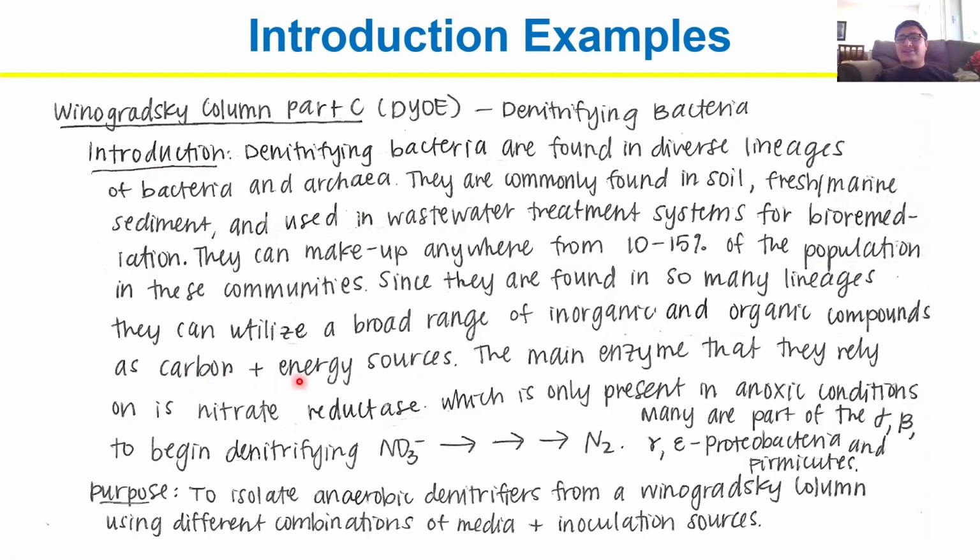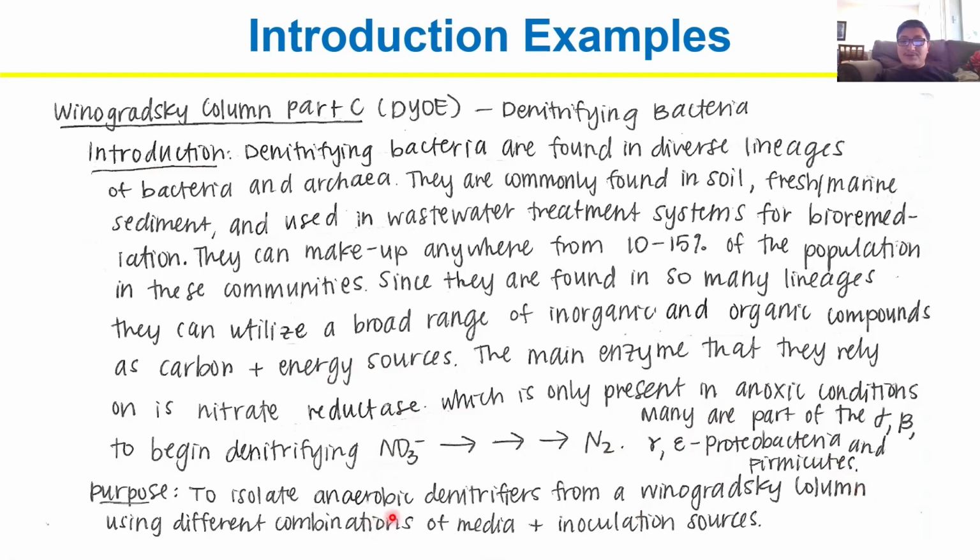So it tells me about carbon and energy sources. What I would add there are examples of what the carbon and energy sources are. That would be maybe a thing that I would criticize about this introduction. And then this person said the main enzyme that they rely on is nitrite reductase. So it's telling me about a gene or a gene product, which is only present in anoxic conditions, for denitrifying from nitrate to nitrogen gas. And then many are part of the gamma, beta, delta, and epsilon proteobacteria and firmicutes. So it touches a lot of the points that I outlined.